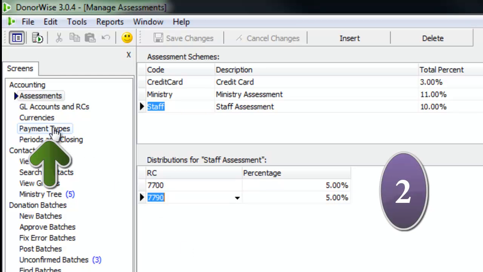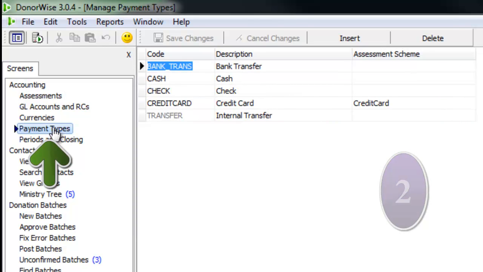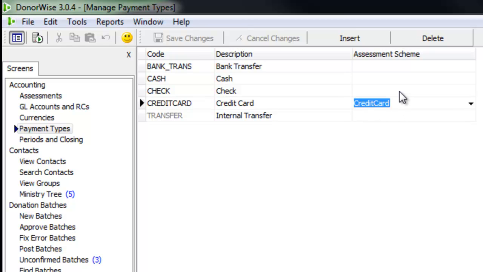The second area where we see assessments used is in the payment types. When we have a payment type that has a special assessment, such as a credit card one, the assessment scheme is identified here. If there's no assessment scheme, then these payment types have no additional assessment.